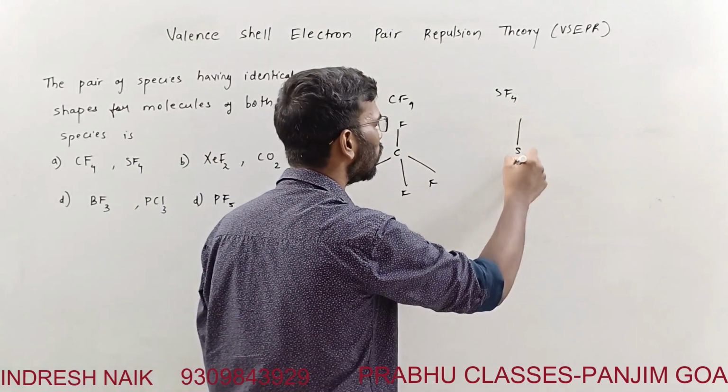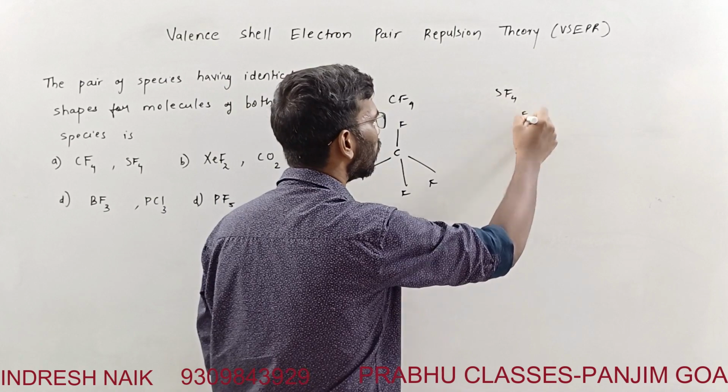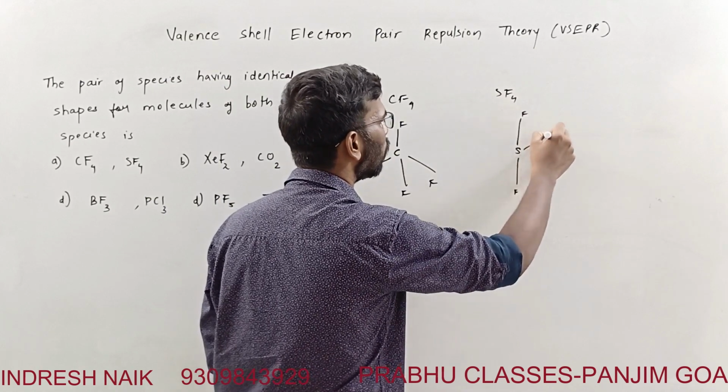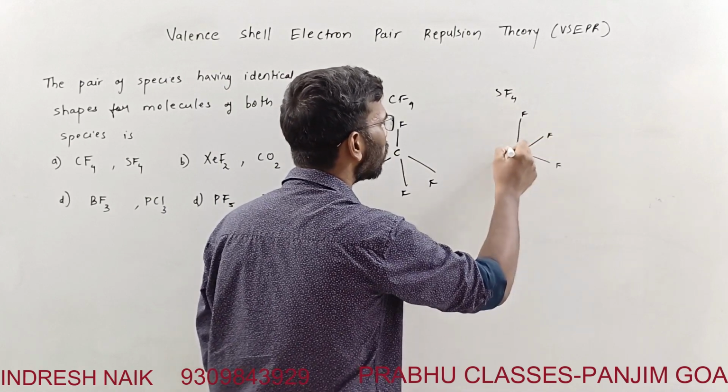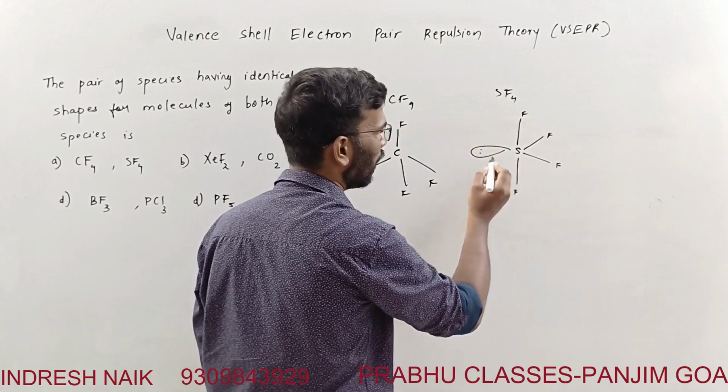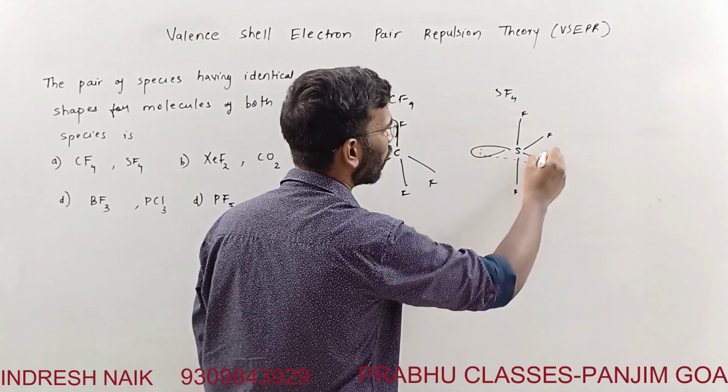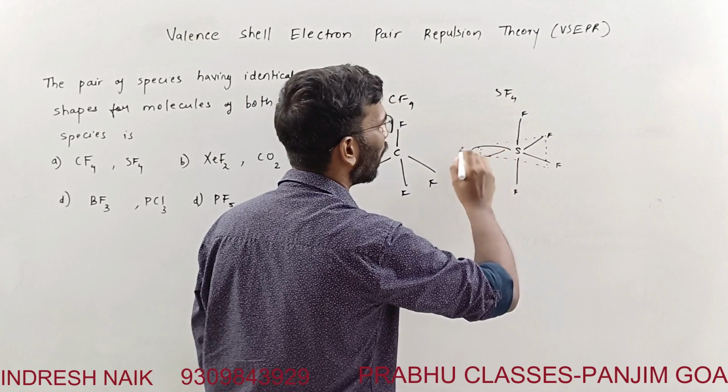So the SF4 structure is this way. This is sulfur, this is fluorine, this is fluorine, and this is fluorine, and this is fluorine. This structure is called a seesaw structure. Like this lone pair, this fluorine and this lone pair lie in one plane.